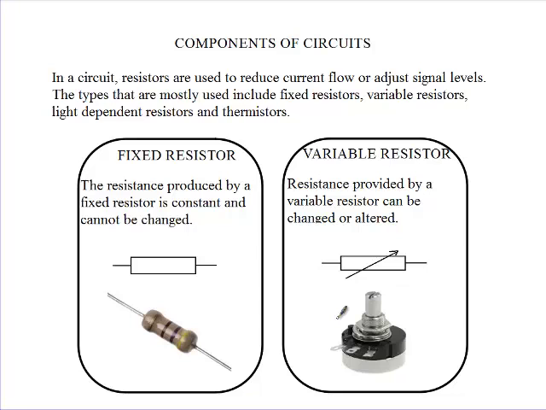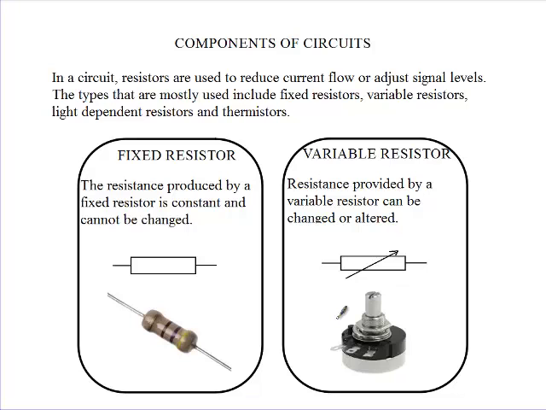In circuits, certain devices are added to restrict the amount of current that is flowing at a particular time. These things are called resistors. So in the notes, you see that in a circuit, resistors are used to reduce current flow or adjust signal levels. Now, the types of resistors that we are going to talk about are the fixed resistor, the variable resistor, the light dependent resistor, and then lastly, we are going to talk about the thermistor.